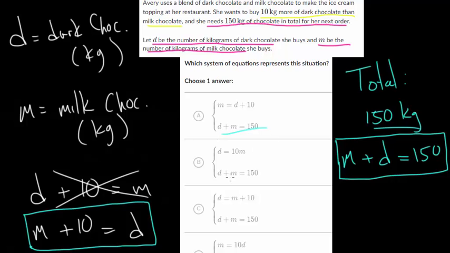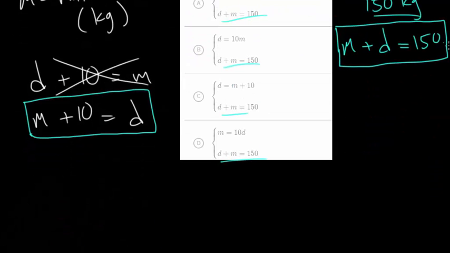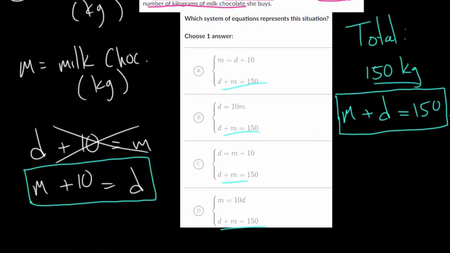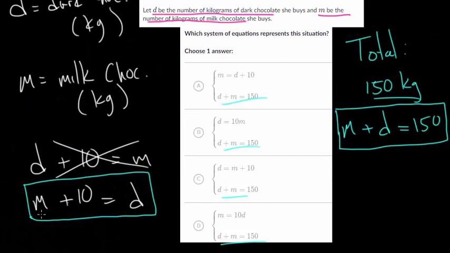So you can see that here, here, here, and here. It looks like it's in all three cases. So that won't help us eliminate anything. But now we're just looking for this M plus 10 equals D. And that one can only be found here. So choice letter C would be the correct answer.